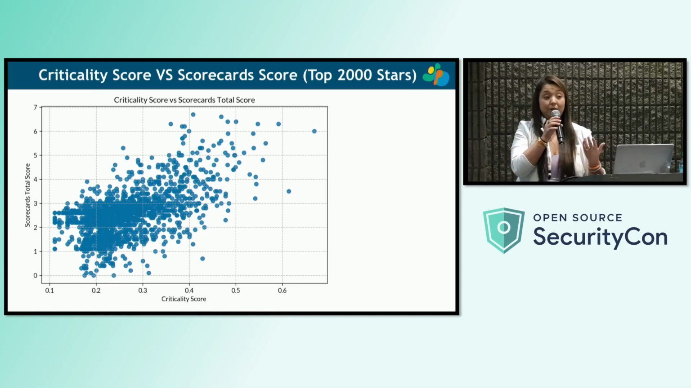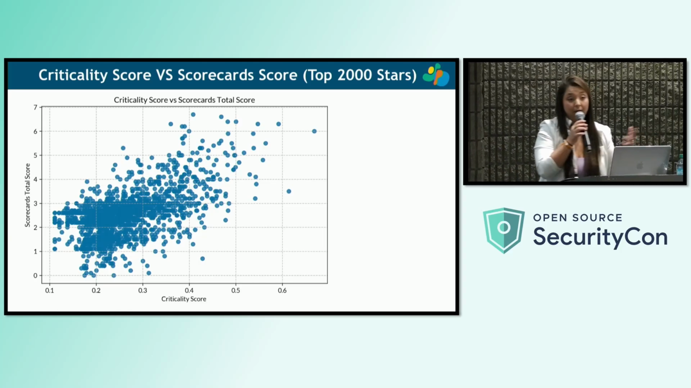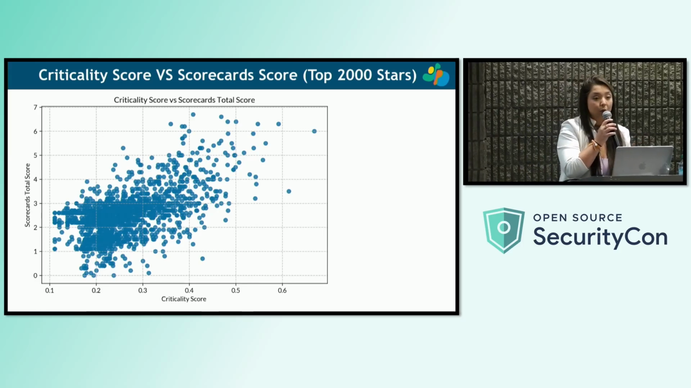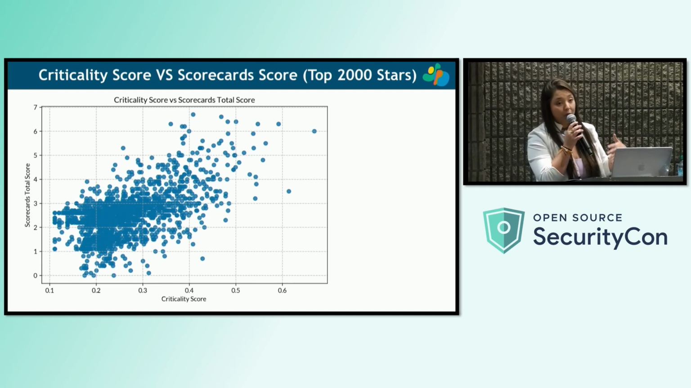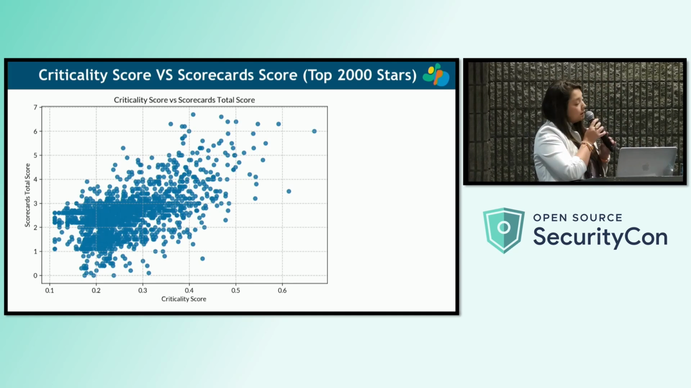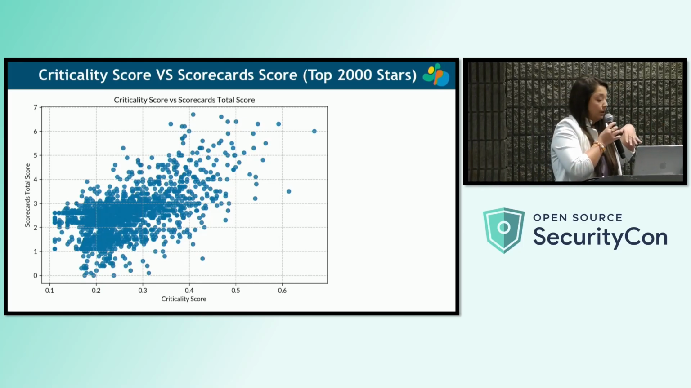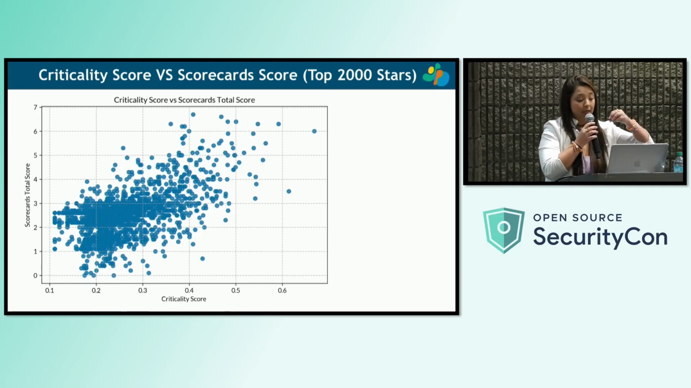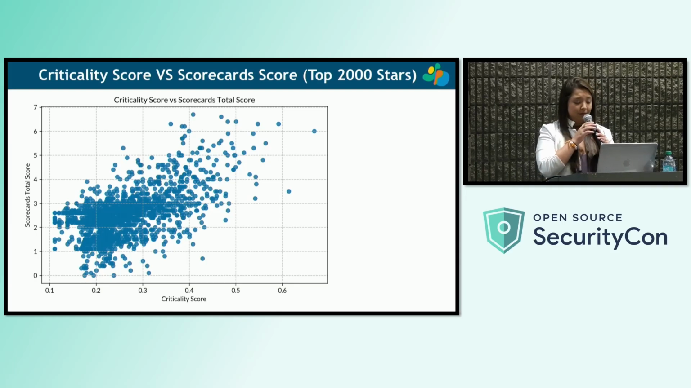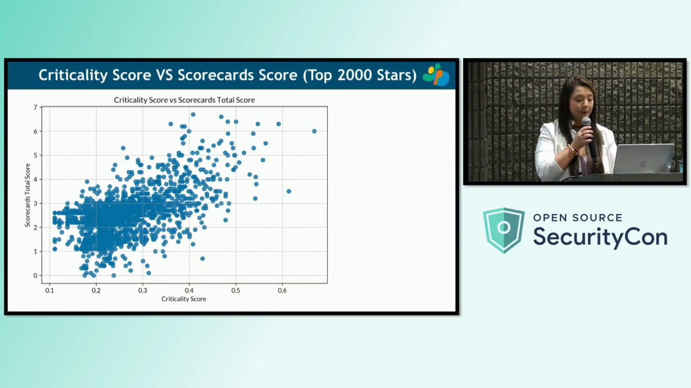So the next thing I wanted to do was try to figure out, are the projects actually getting better as their criticality increases? Because intuitively, I should be better on my security practices as my project is more important for other people. And this is what I got. This actually looks pretty good, because it shows that, in effect, the Scorecards total score is increasing as the criticality score also increases. It's not completely linear, but it shows some relation.